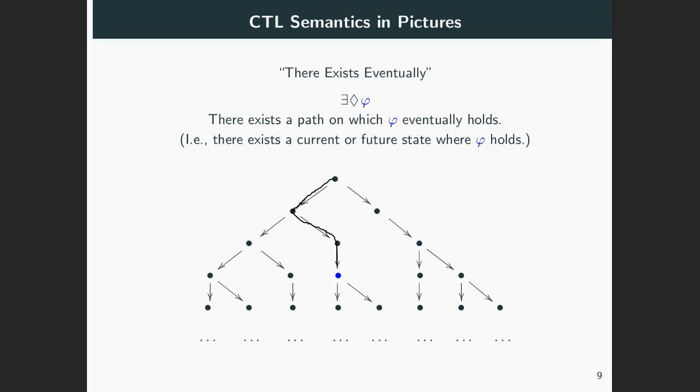So the quantifier there exists, as well as the quantifier for all from the previous slide, both refer to paths. Either there exists a path so that such and such holds, or for all paths, such and such holds. Sometimes this quantification over paths can be simplified, which is the case here in this example, saying that there exists a path on which phi eventually holds means that there exists a path with a state on it where phi holds, which simply means that there exists some current or future state where phi holds. Note also that another way to say current or future state is state reachable from the current state.